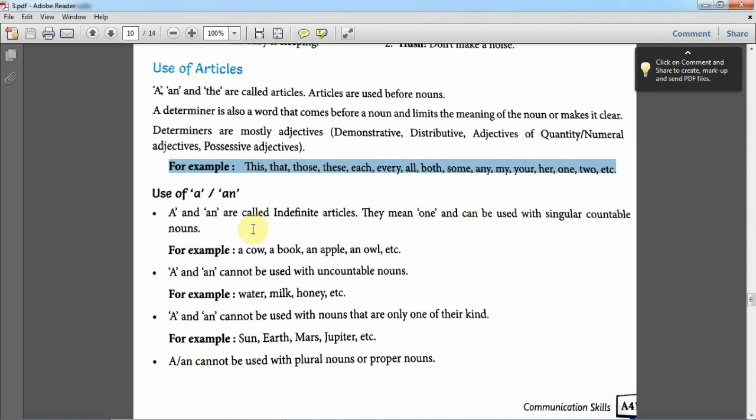So this will be a very quick revision. A and an are called indefinite articles. So they mean one.